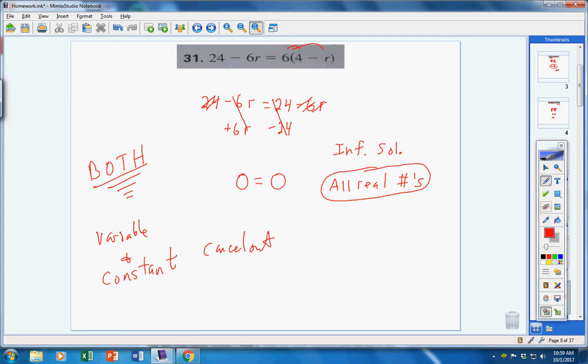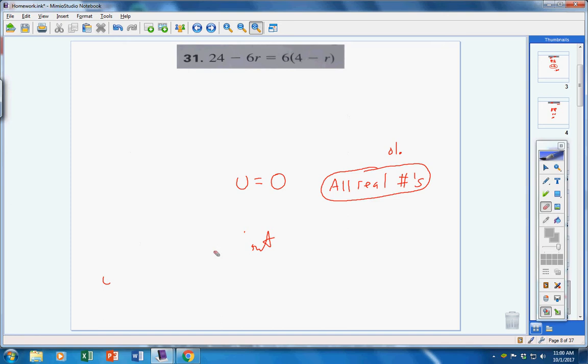Does that mean, Mr. Earhart, you can put any number in here that you want and it will work? Yes, it is. That's true. You can put any number in for R that you want. Decimal, fraction, whole number, rational, irrational, it doesn't matter. Any number you put in here will work. The answer is all real numbers.